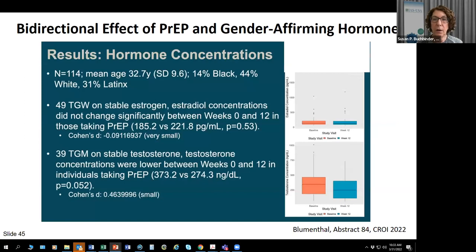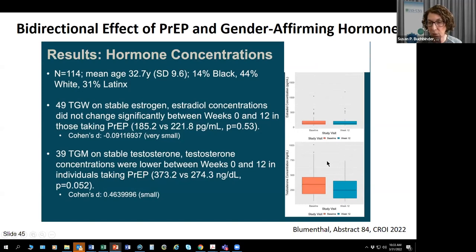So these are some data on the interaction of PrEP with gender-affirming hormones and in both directions. So does PrEP affect gender-affirming hormones, and do gender-affirming hormones affect PrEP? And so this was a relatively large study in transgender individuals. 114 people participated. 49 transgender women were on stable estrogen and started PrEP. And what you can see is what happened to their estradiol levels is that they didn't change between baseline and week 12. Of the 39 transgender men on stable testosterone, there was a small, considered to be clinically insignificant, decrease in testosterone levels between week 0 and 12.